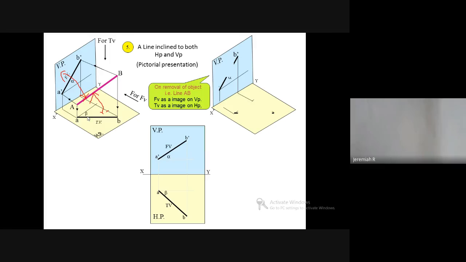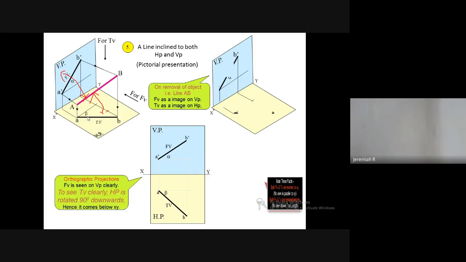We cannot use a simple methodology for this, so we have to apply a different methodology. There are 3 methods for solving this: the rotating line method, the trapezoidal plane method, and the auxiliary plane method. But from the exam point of view, I'm going to apply only the rotating line method. One method is enough as per the syllabus.